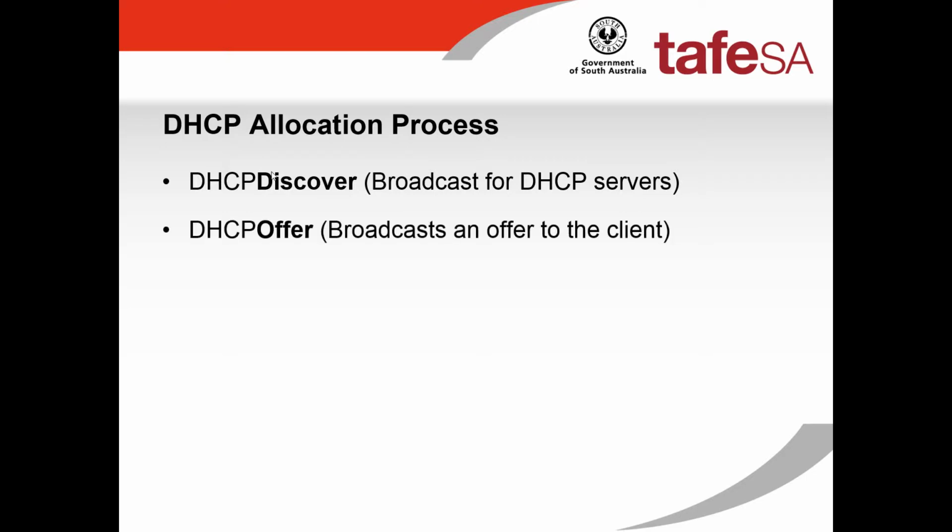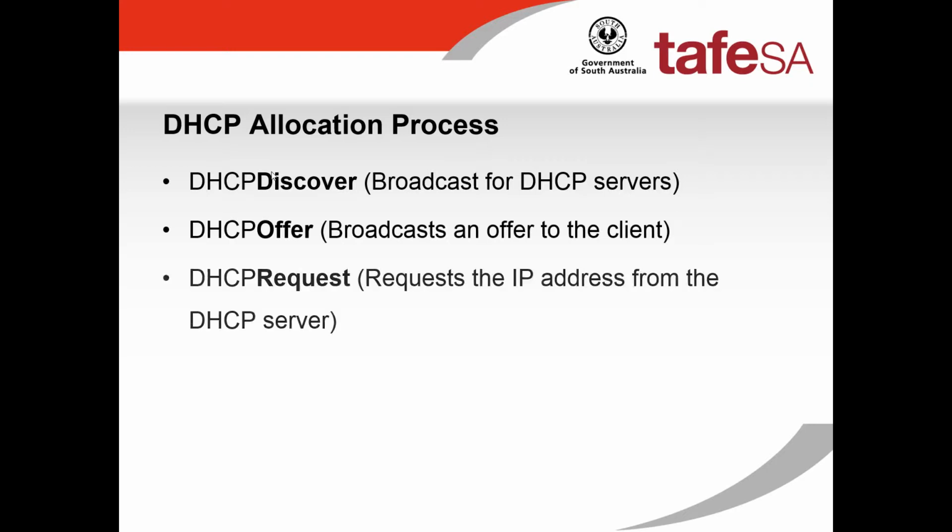Since this computer does not yet have an IP address, the DHCP server must also reply with a broadcast. In this reply, the DHCP server will offer the client an IP address. The client computer will perform a quick check to verify the IP address is not already in use and will then respond with either a request or a decline.